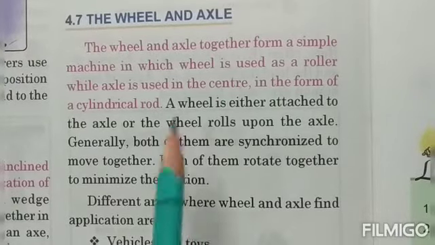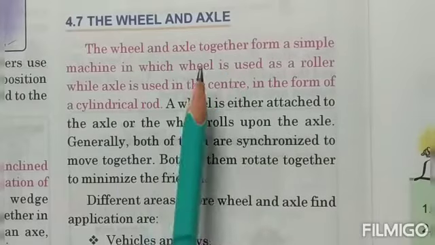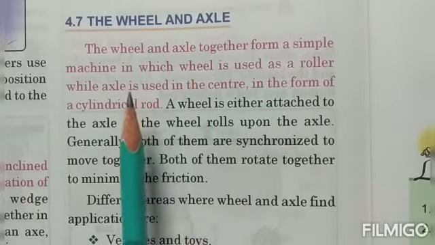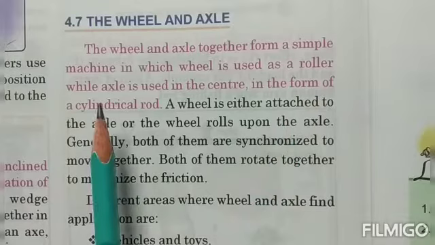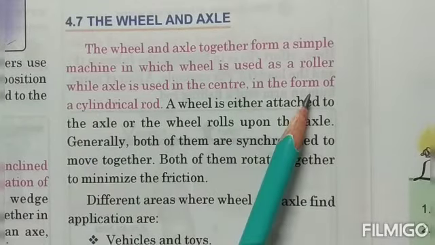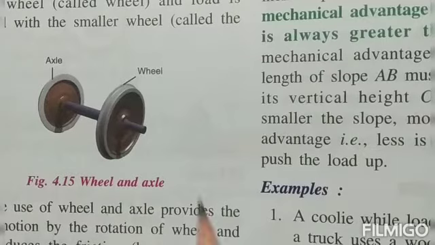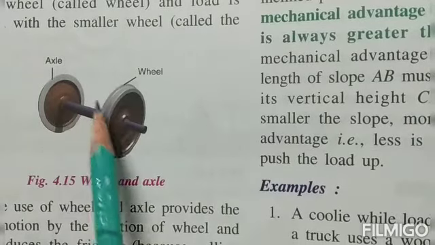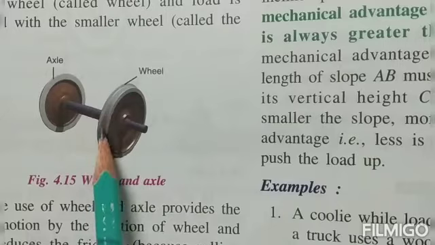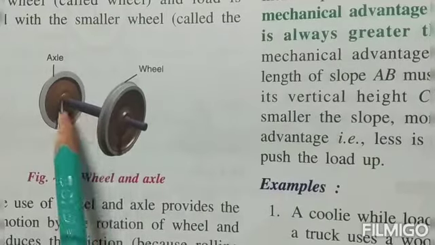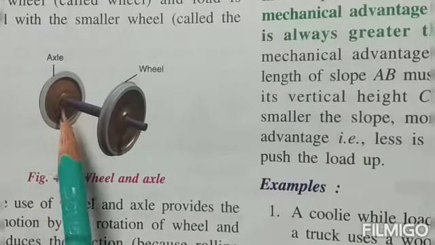The next one is the wheel and axle. The wheel and axle together forms a simple machine in which wheel is used as a roller while axis is used in the center in the form of a cylindrical rod. Here you can have a look at the picture, children. This is a wheel and the axle. This rod in the center is known as the axle.